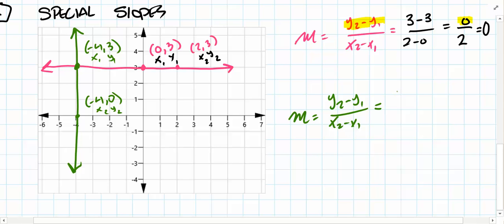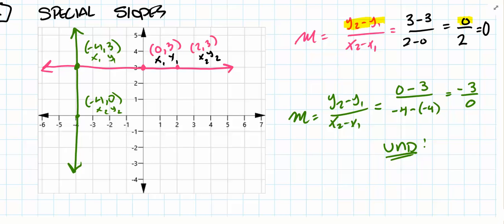Okay, y2, what's it going to be? 0 minus 3, all divided by -4 minus a -4. Okay, what's 0 minus 3? -3. What is -4 plus 4? 0. Okay, someone interpret that for me. That is undefined. We are not allowed to divide by 0. You can't balance on a ball, right? Okay, so vertical lines up and down are undefined.